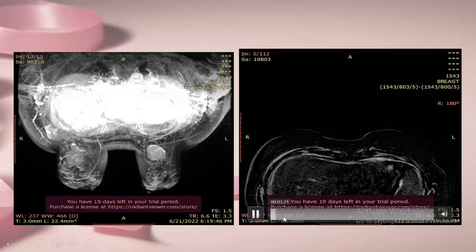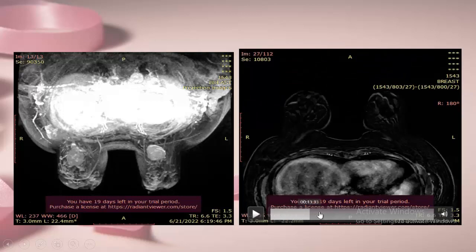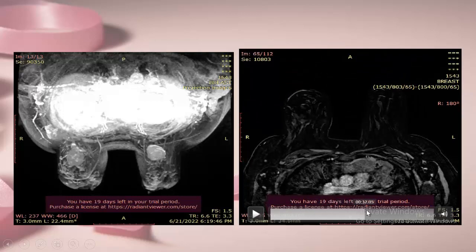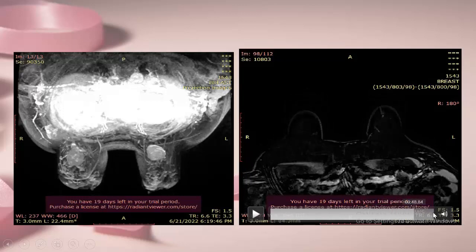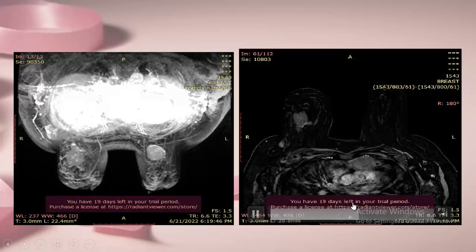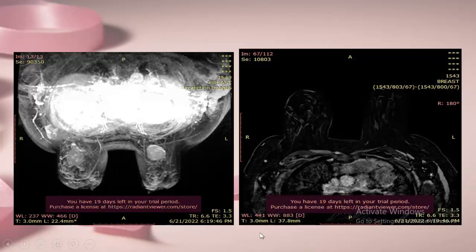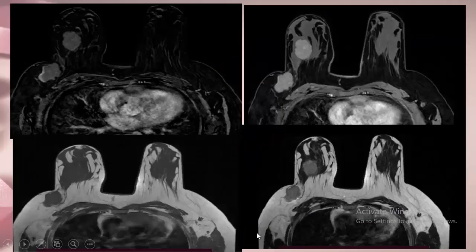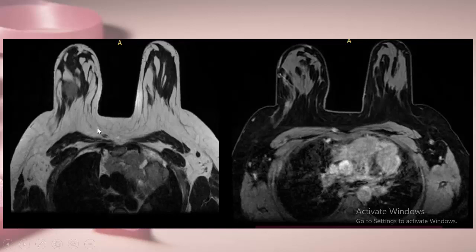Here, this is the post contrast. It's not so much enhancing. Usually the lymphoma is not markedly vascular. So these are the lesions in the different sequences. And this is the anterior mediastinal lymph nodes, multiple, amalgamated, consistent with breast lymphoma.